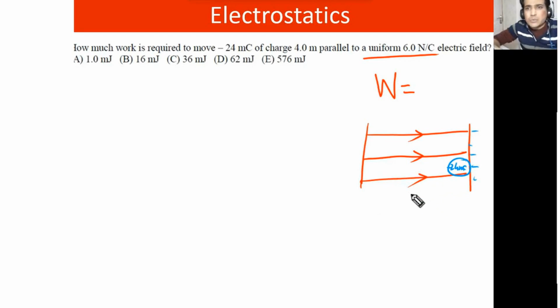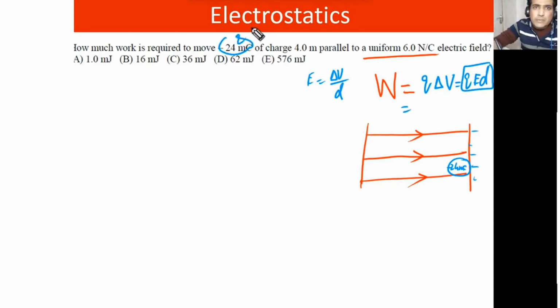Okay, excellent. So the work done is simply equal to Q times delta V. Now delta V is not given to us, so we can modify this formula a little bit. We understand that E is equal to delta V over D, so delta V is equal to E times D. So we can say this is Q E D. Now you can see here Q is given to you, D is given here, and E is given here. So we just need to multiply. If you multiply, you will get your answer.